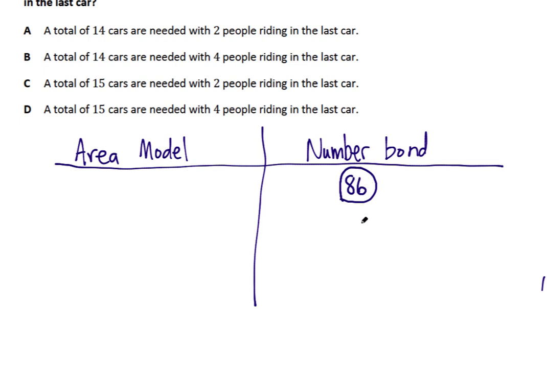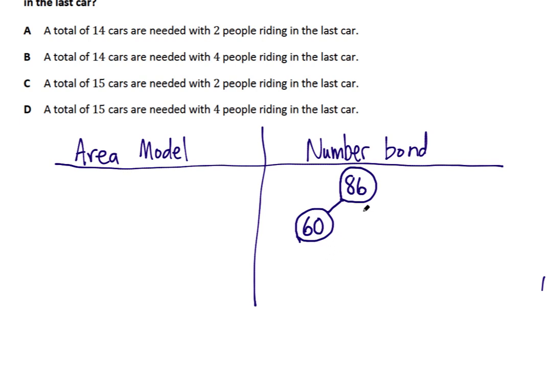And since I'm dividing by 6, I'm only going to use numbers that I know are multiples of 6. For example, I'm going to start with the number 60. That's my first bond. And the reason I chose 60, because 6 times 10 is 60. So that's an easy number to work with. I can easily divide 60 by 6, so that's why I chose 60.